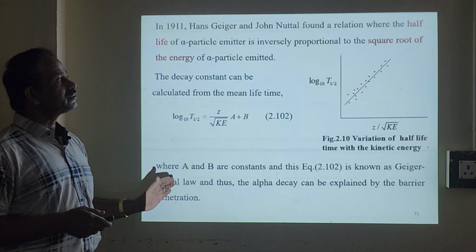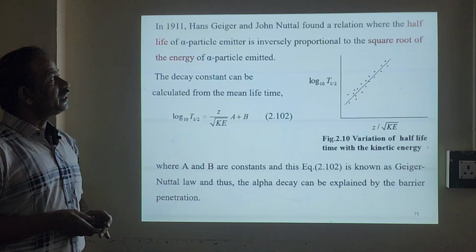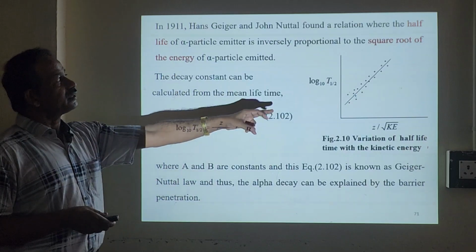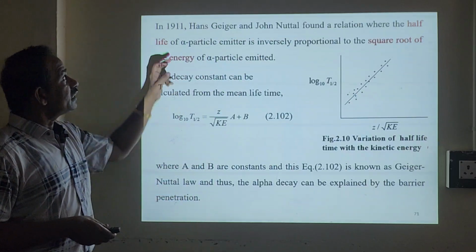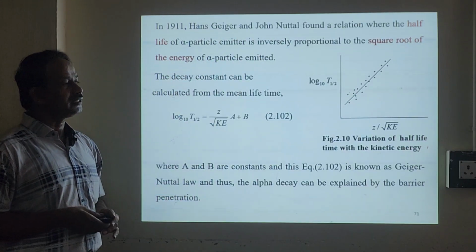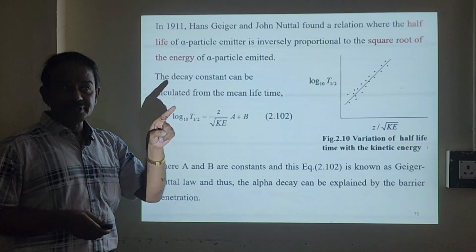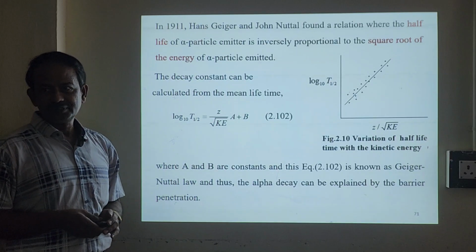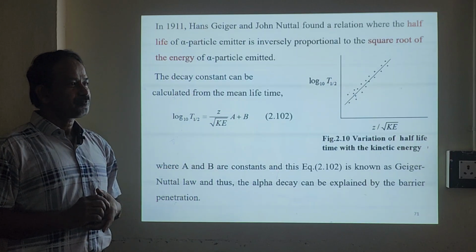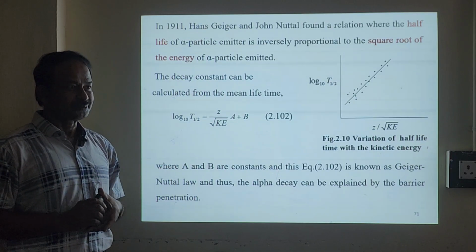So this is related with the Geiger-Nuttall relation of 1911. This is a straight line relation, which was obtained from experimental data. They could not explain it, because at that time tunneling had not been discovered.